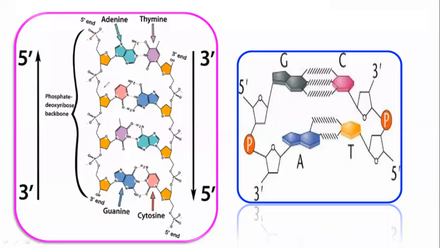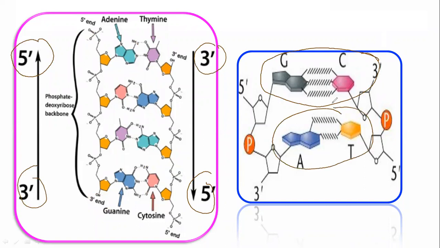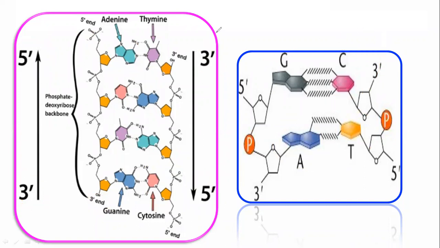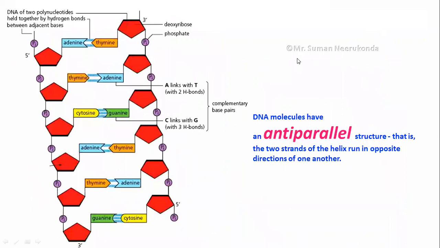So the adaptation is that if this strand is running from 3' to 5', the other runs in the opposite direction. Now in this way, they can have these bonds between them. I hope this is more clear to you, how these anti-parallel strands make hydrogen bonds with one another. Have a look again. So the DNA molecule has two anti-parallel strands, running like a helix.